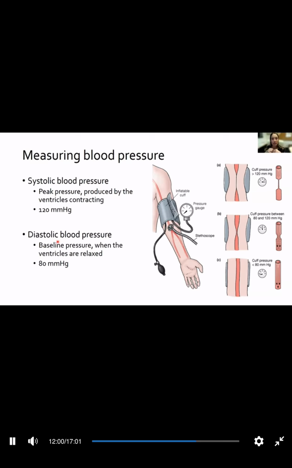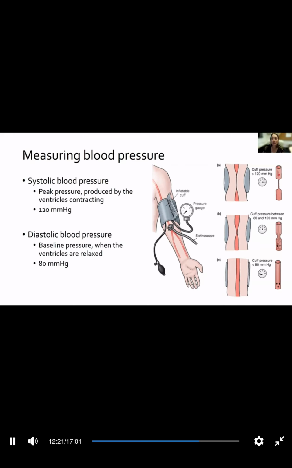So the ventricles are relaxed, the blood is refilling into the heart, and those vessels where you're measuring the pressure are releasing because there's not a ton of blood being pumped out into them, right? Okay, so the normal range for diastolic blood pressure is around 80.